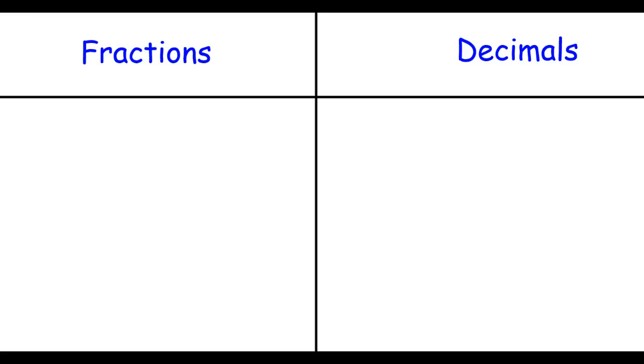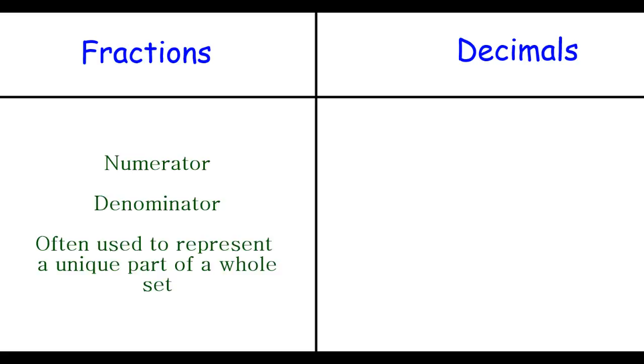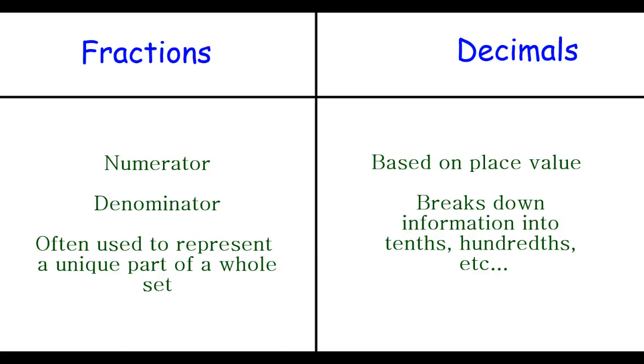So a few things that you might have noticed are true about fractions is that there's a numerator and a denominator. They're used to represent a unique part of a whole set. You could have talked about the fraction bar, which of course is a bar between the numerator and denominator. All of those things are true about a fraction. As far as decimals are concerned, we can talk about the fact that they're based on the same place value that our regular numbers are. It breaks down information into tenths, hundredths, etc.